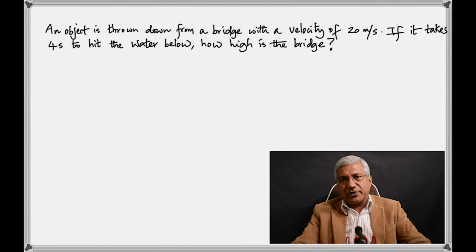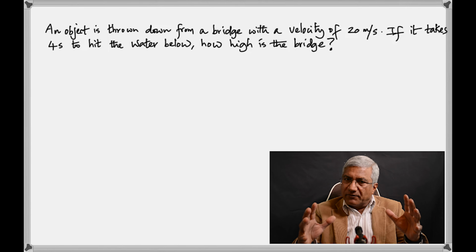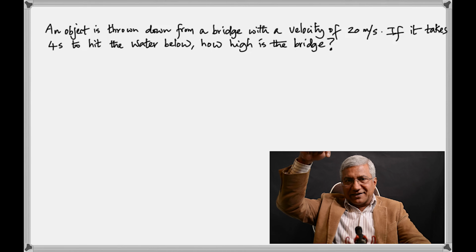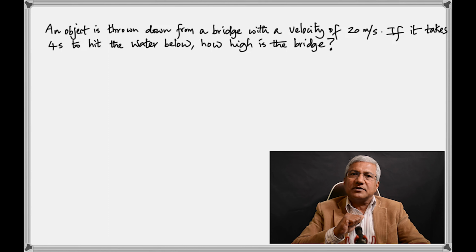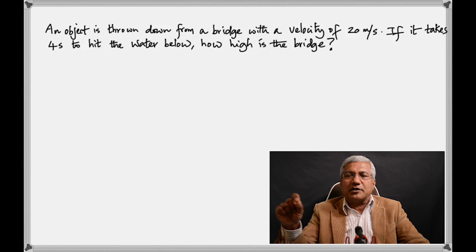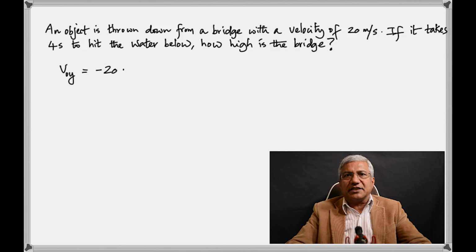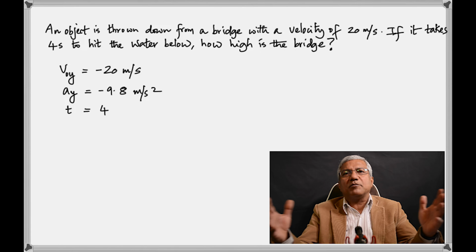Now, most of the students took the velocity to be positive. That is the problem. Remember that anything down is along the negative y-axis and is therefore negative. That's why we take the acceleration due to gravity to be negative 9.8 meters per second squared. So anything down is negative. That means the initial velocity, v_0y, is negative 20 meters per second. Once you get that right, you're going to work out this problem correctly.